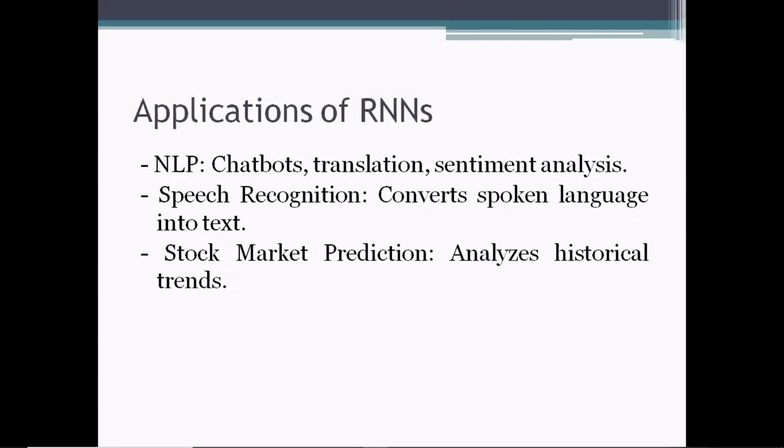Now, what are the different applications of the RNN? RNN is majorly used in NLP-based applications like chatbots, translation of particular sentences, and sentiment analysis, which is used by various platforms. It is also used in speech recognition, that is, converting spoken language into text. And mostly the LSTM model is used in stock market prediction, where it analyzes the historical trends.